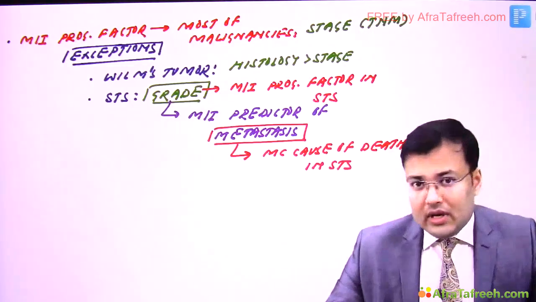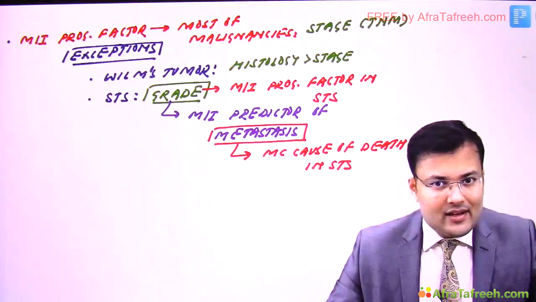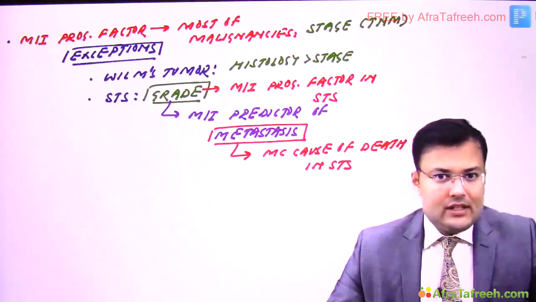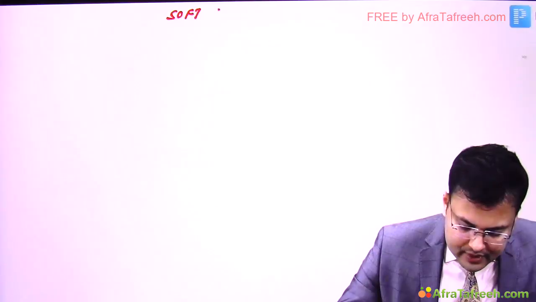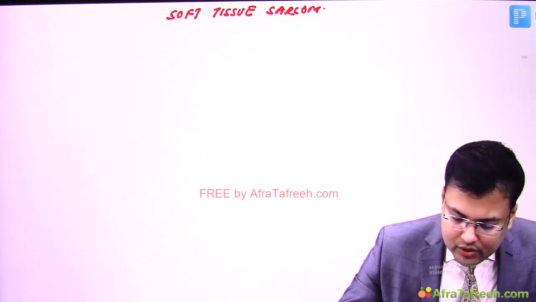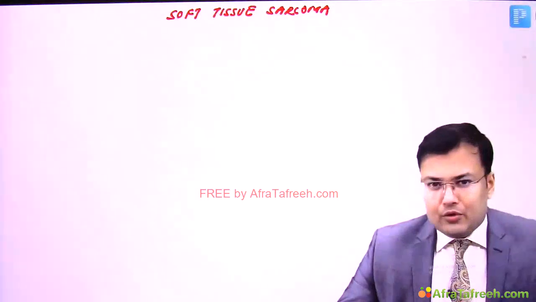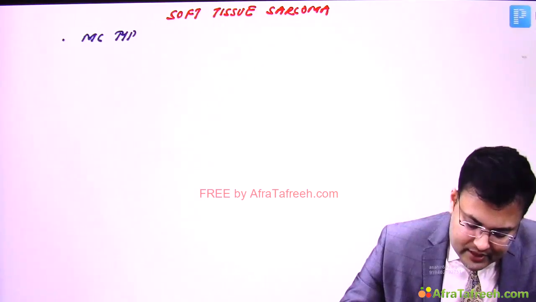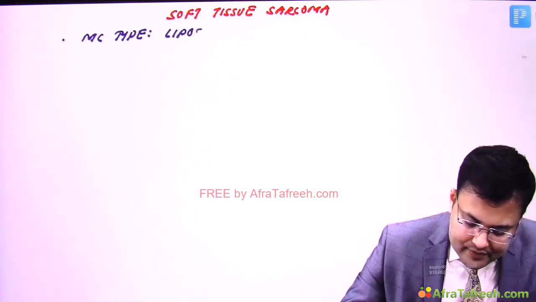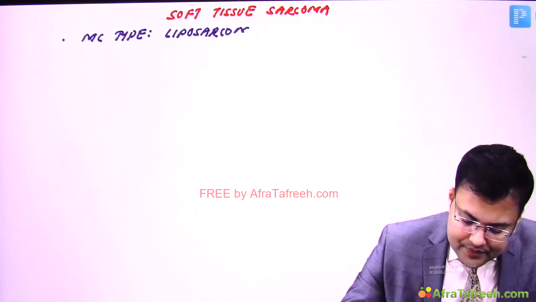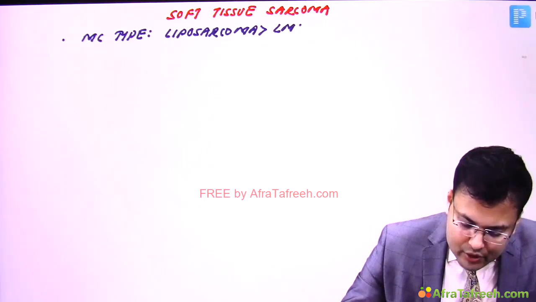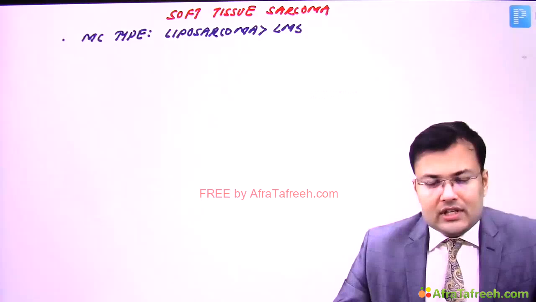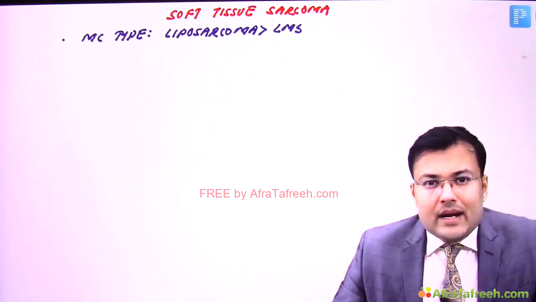So these are the one-liner questions which are frequently asked. Clear? Now in detail we are going to discuss the soft tissue sarcoma. We discussed the most common type of soft tissue sarcoma, and the overall most common type is liposarcoma followed by leiomyosarcoma.